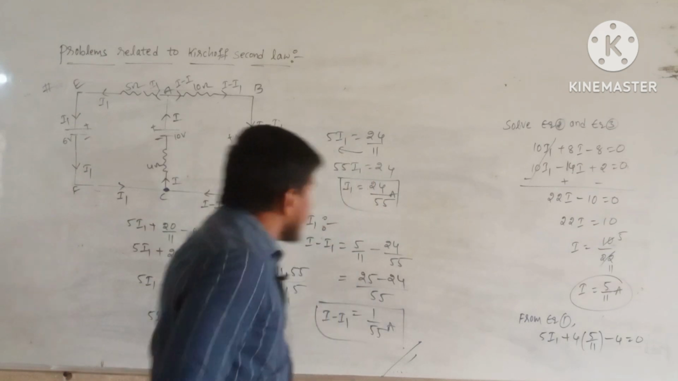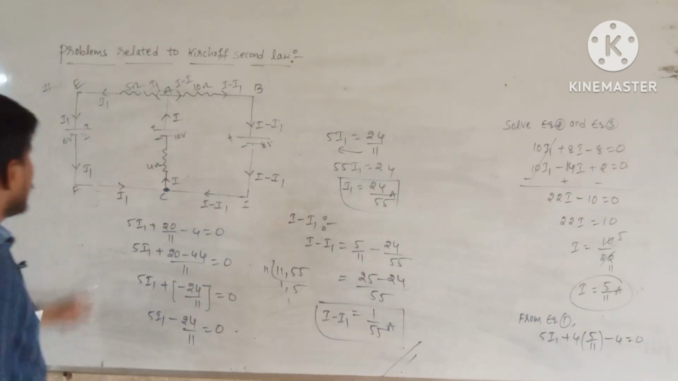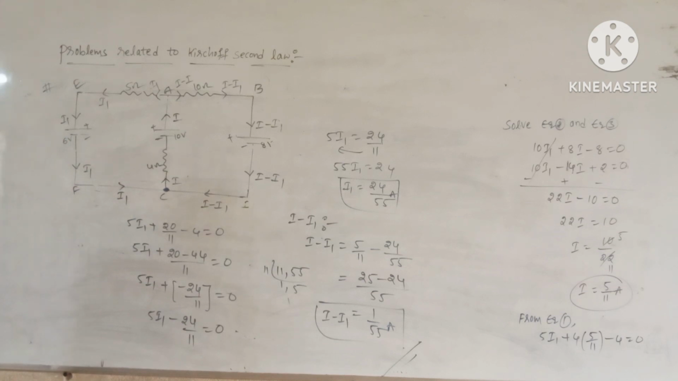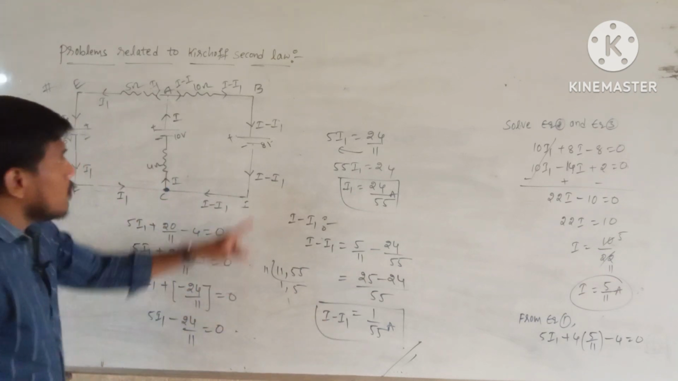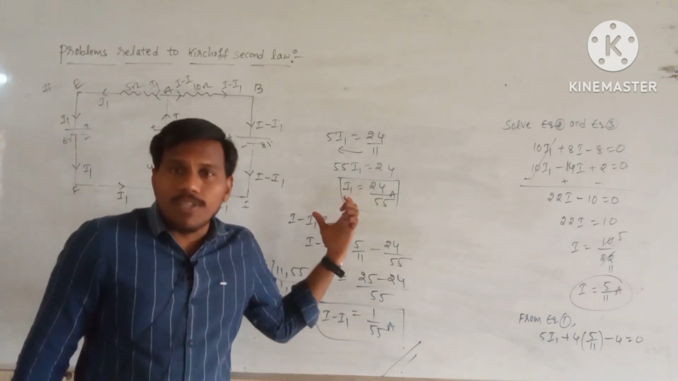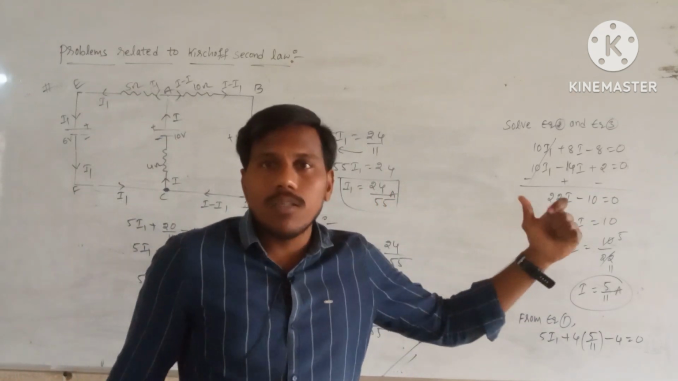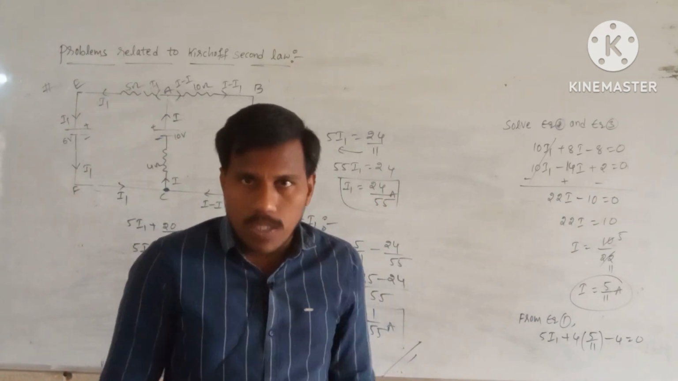This much current should be coming from the 10 volt cell. This much current should pass through the 6 volt cell. This much current passes through the 8 volt cell. This is how we solve this circuit based on sign conventions and rules.